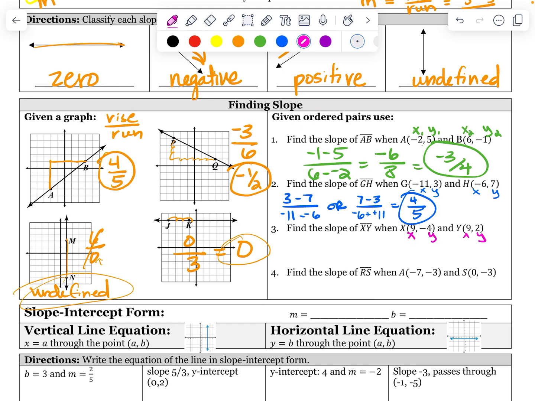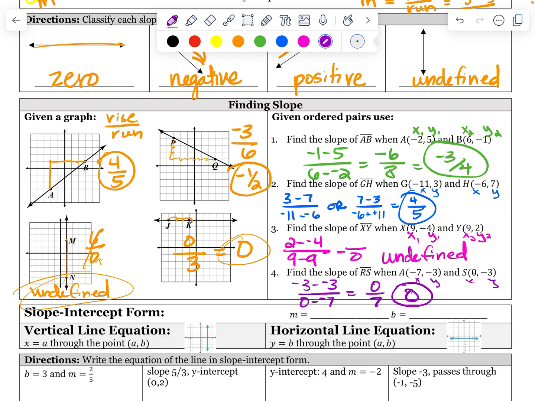x, y, x, y. So let's just say these are 2, these are 1. 2 minus -4 over 9 minus 9. Well, I know I cannot divide by 0. That is a 0, so this one is going to be undefined. And let's check out this one. x, y, x, y, -3 minus -3. 0 minus -7 gets me 0 over 7, which is just slope of 0.